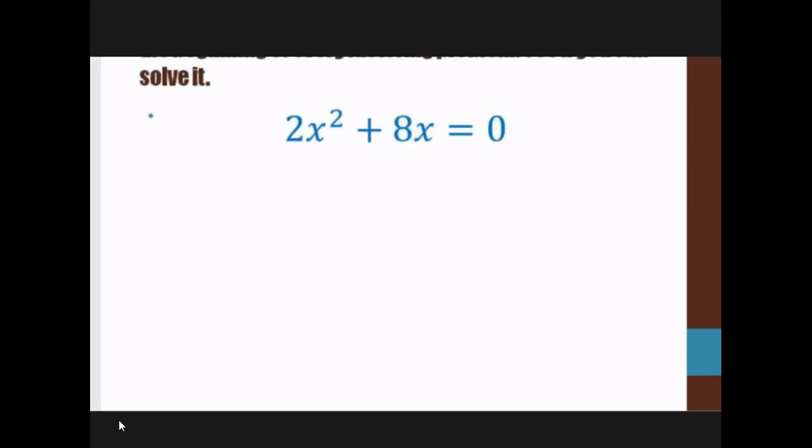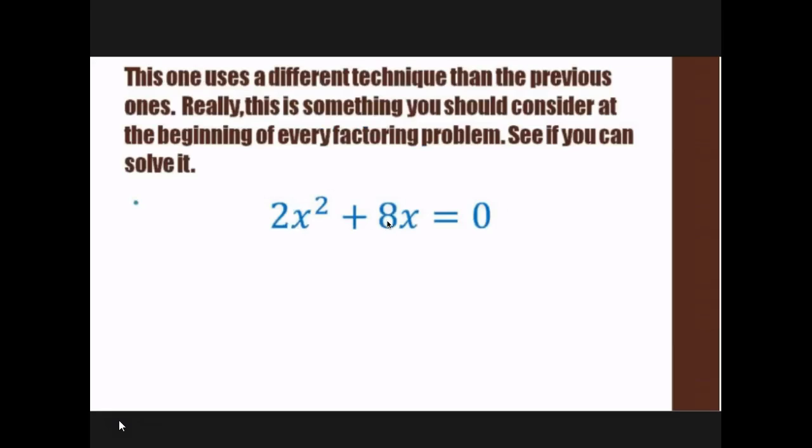In the next example, this technique is a little different. So I told you at the beginning of class today, the very first thing we want to look for anytime we are factoring a problem is a GCF. So in this example here, I noticed that there is a GCF of each term, and that is 2x. Starting by taking out the GCF gives me 2x factored out, leaving x plus 4.